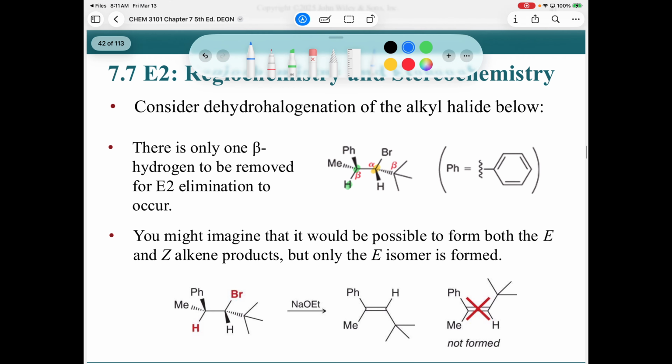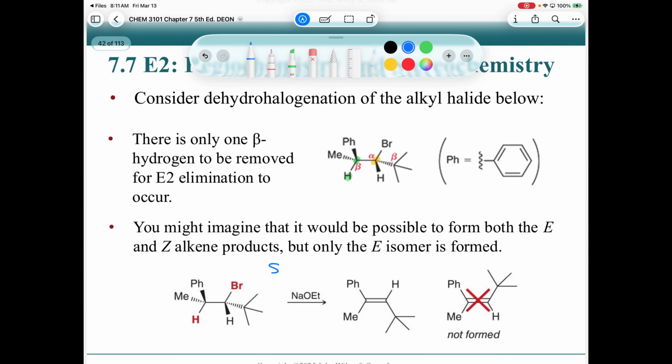In this case, when you treat it, it is specific for this product, and you can see there's a big red X over the other one, it's not even formed. You only form this product. Now, the only way you would know this is either by reading the textbook or coming to class, and so that's what we're going to cover over the next probably 5 minutes: why do we only get this one isomer and we don't get any of the other isomer, okay?